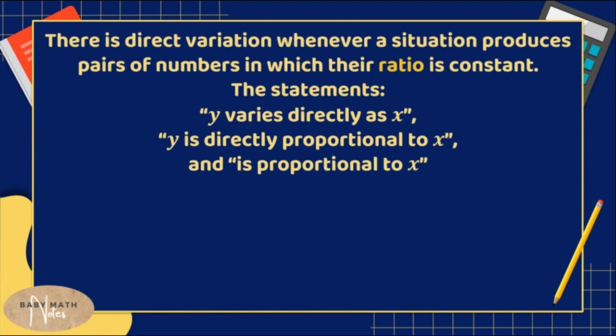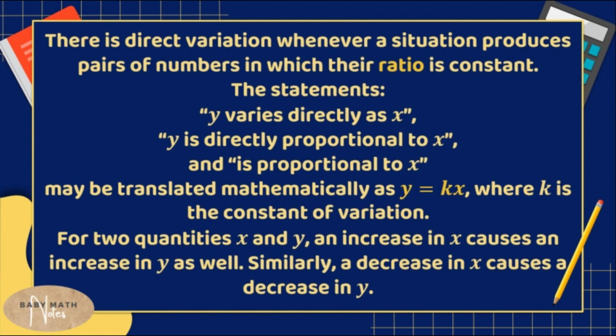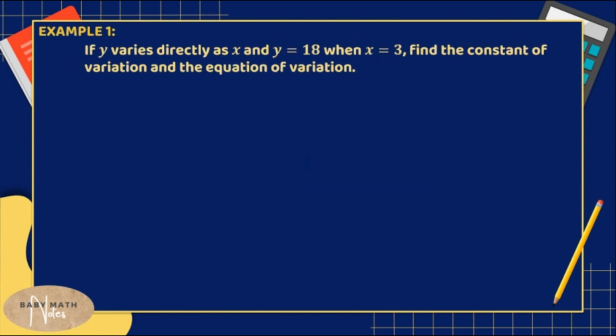The statements y varies directly as x, y is directly proportional to x, and y is proportional to x may be translated mathematically as y is equal to kx, where k is the constant of variation. Then for two quantities, x and y, an increase in x causes an increase in y as well. Similarly, a decrease in x causes a decrease in y. So let us solve this problem.